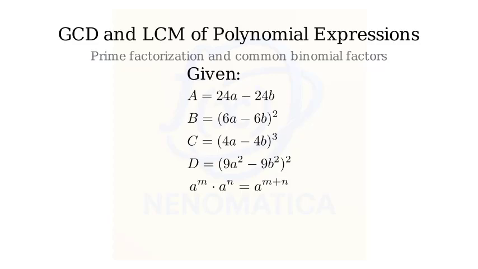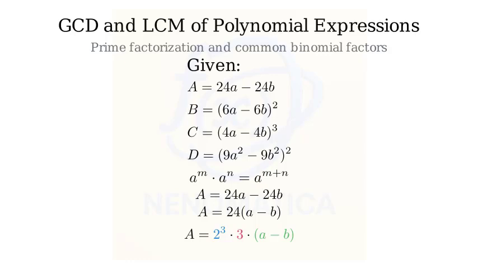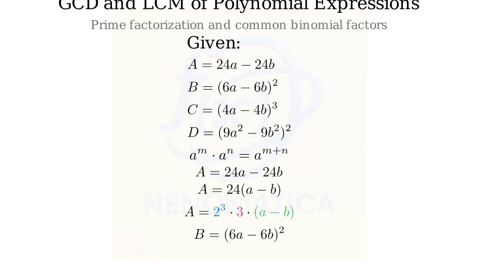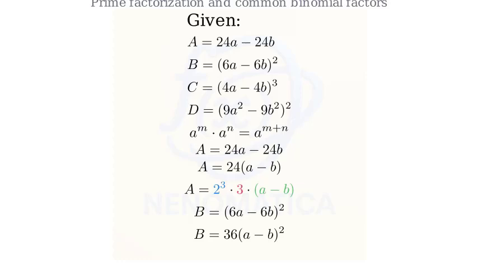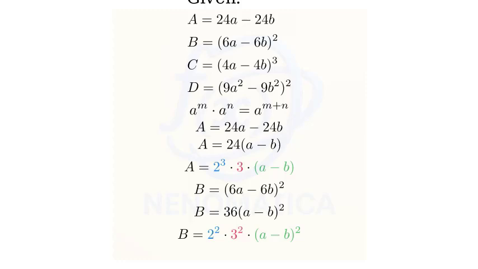Step 1. Factor a. We start with a equals 24a minus 24b. Factor out 24 to get 24 times (a minus b). Now prime factorize 24 as 2 cubed times 3. So a equals 2 to the 3 times 3 times (a minus b). Step 2. Factor b. b equals (6a minus 6b) squared. Factor 6 and square. That's 36 times (a minus b) squared. Write 36 as 2 squared times 3 squared. So b equals 2 squared times 3 squared times (a minus b) squared.